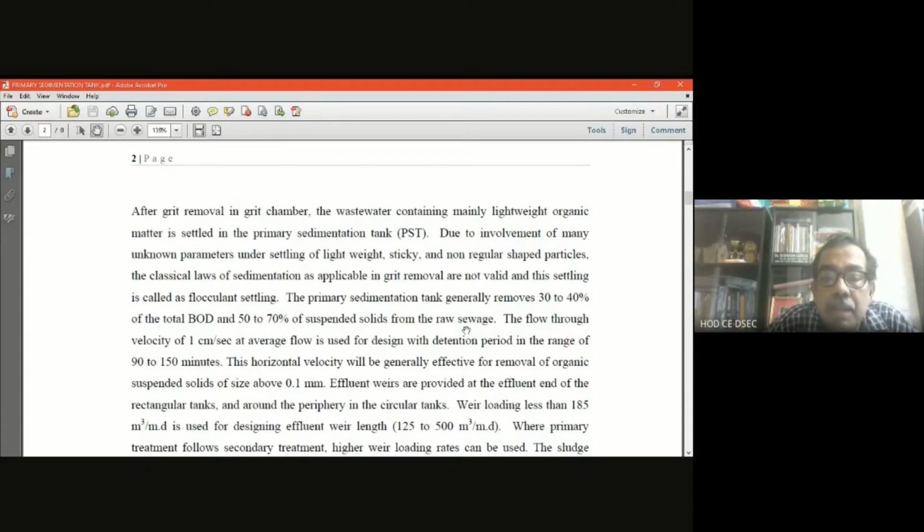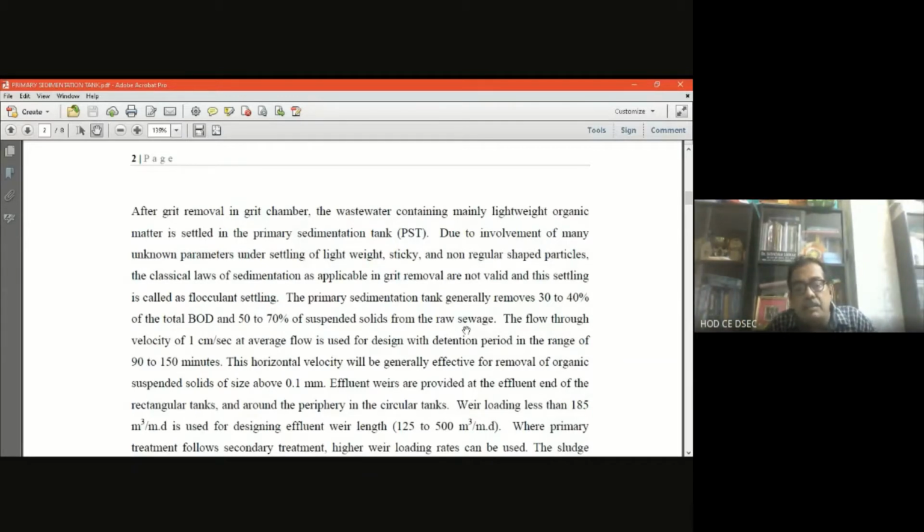So some different settlement characteristics of this tank compared to the grit chamber are there. What is the difference? There are many unknown parameters in the settling of lightweight particles as well as sticky particles, which are not regular shaped round particles. Maybe the non-regular shapes we will be discussing here in the settlement of this tank. So the classical laws of sedimentation, which were applicable in the grit chamber, are not followed here. So what is to be done?